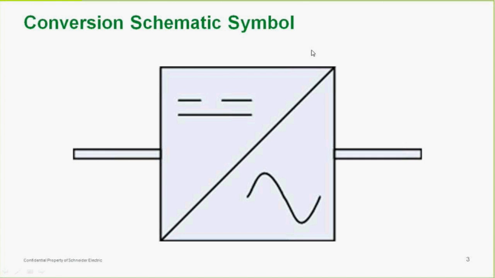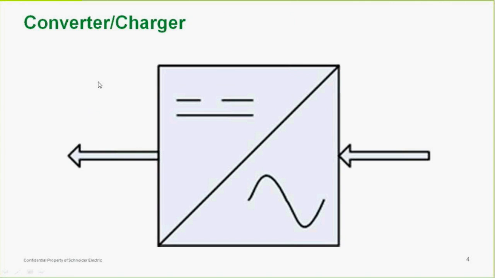If we move on and give this symbol some basic direction, we now have AC coming in and we have DC going out. This is something that we are all probably familiar with, a converter or a charger. Converters and chargers are basically the same device, but used in different ways. They convert AC to DC.